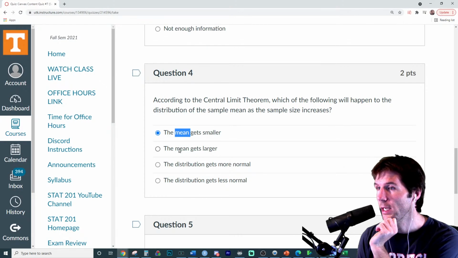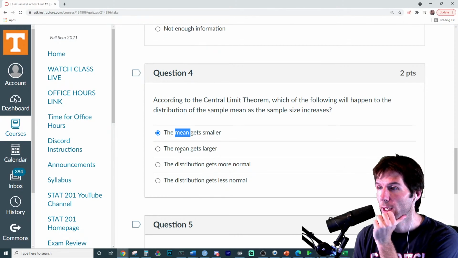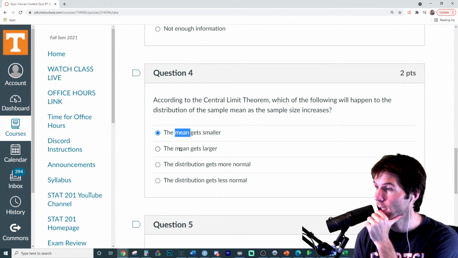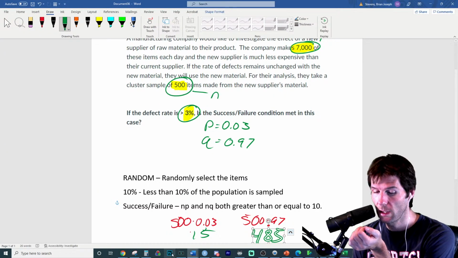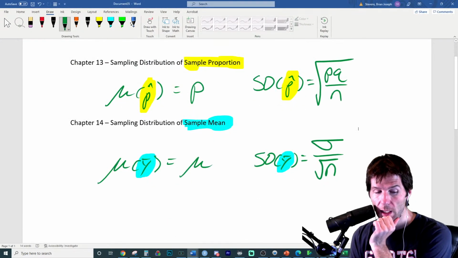If this said SD, that's a trick right there. I was like, wait, what? The standard deviation gets smaller, not the mean. The mean will stay the same. The mean, mathematically, we talked about that earlier. The mean, it's on the previous one. The mean stays the same.